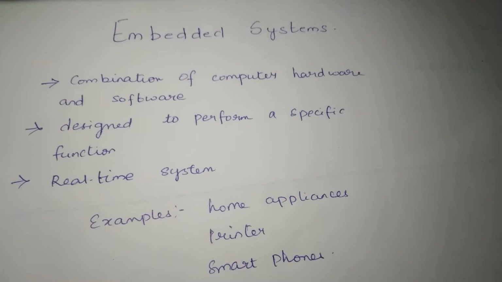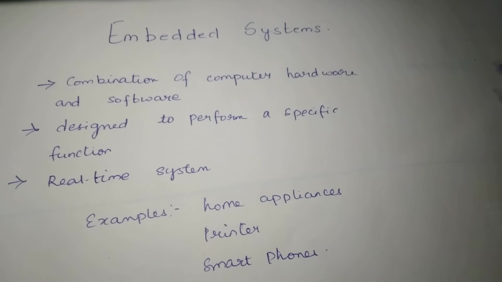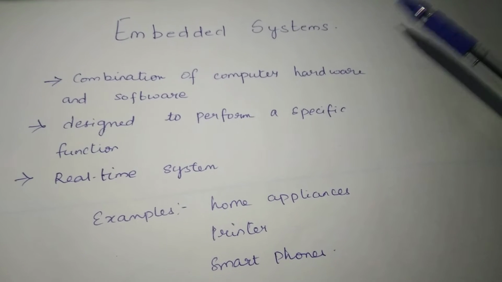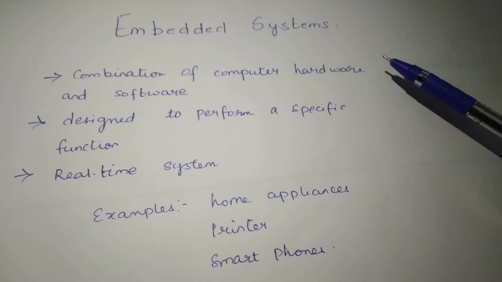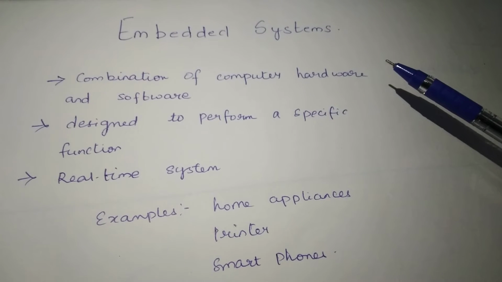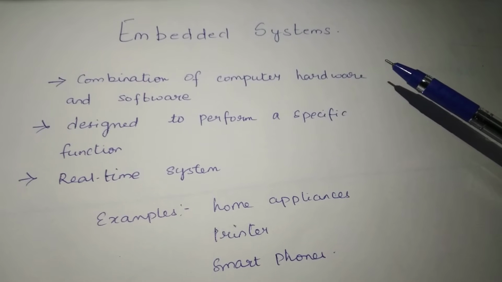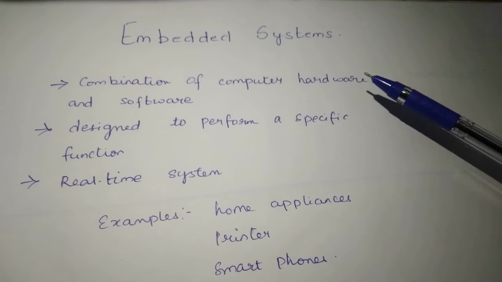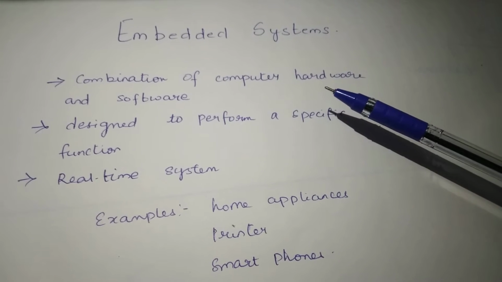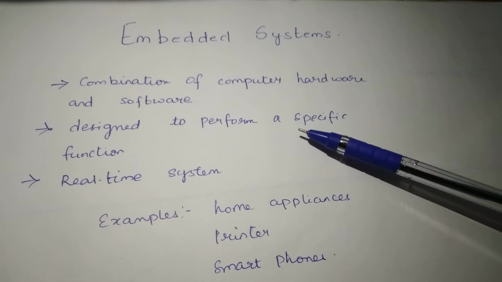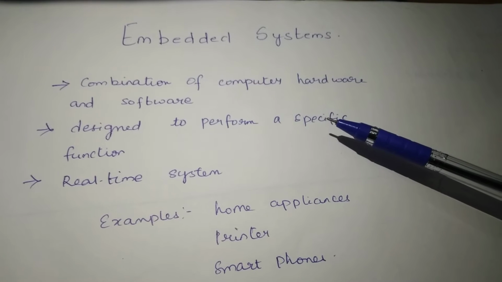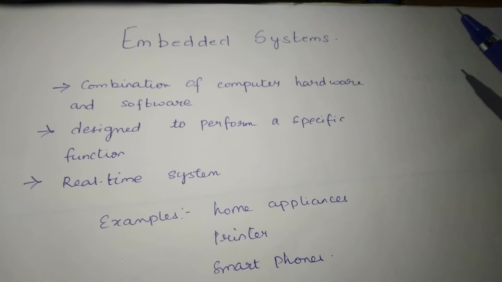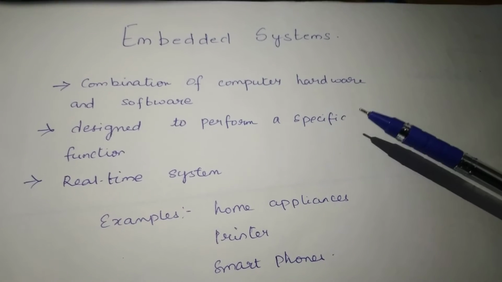In this video, we are going to discuss embedded systems. First, let us see what embedded systems are. It is a combination of computer hardware and software. Meaning it has the functionality of hardware and software implemented in it, designed to perform a specific function. So it means some embedded systems are designed to perform a specific task or a specific functionality.